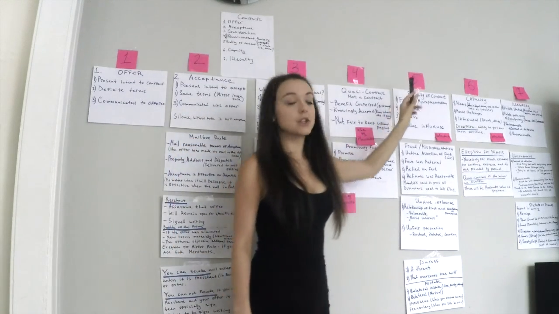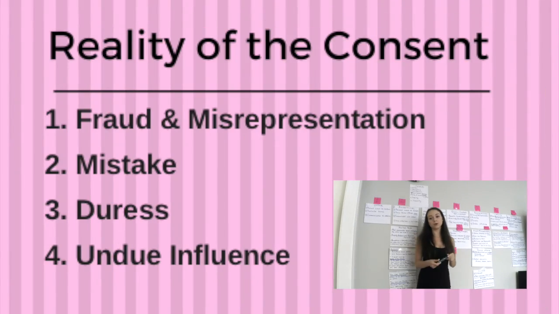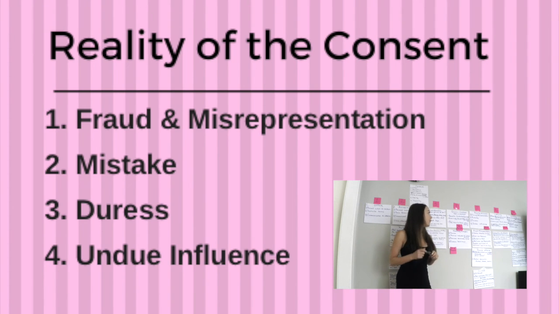The fifth section talks about reality of consent. It consists of four elements. First, fraud or misrepresentation. Second, mistake. Third one, duress. And last one, undue influence.